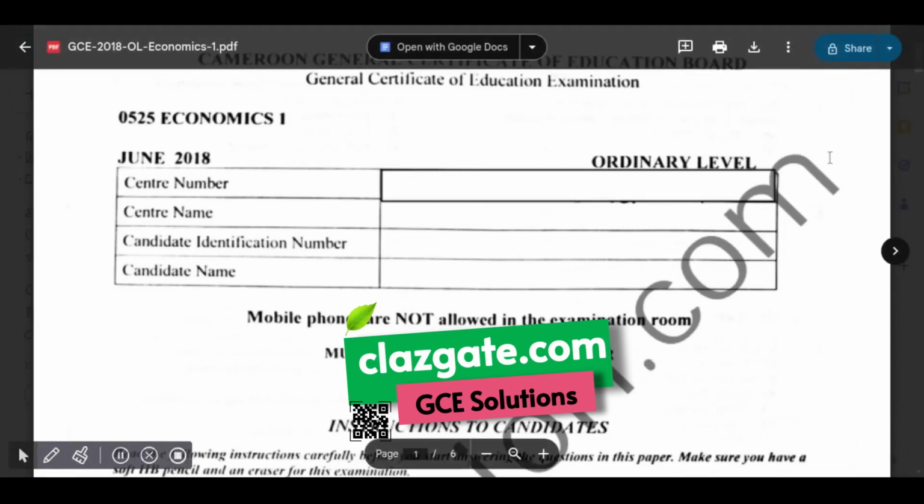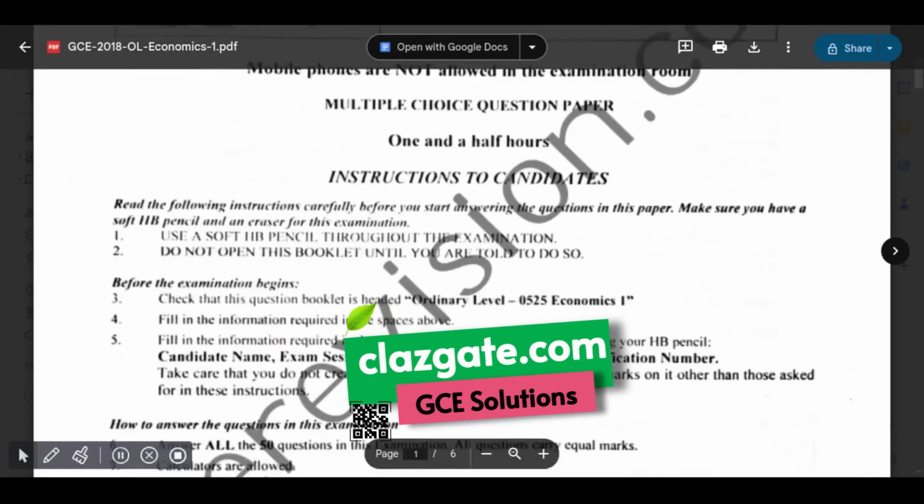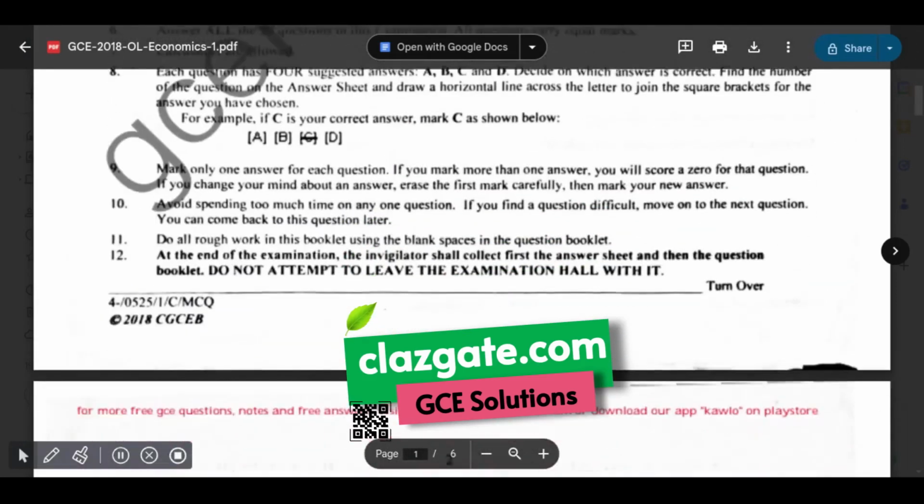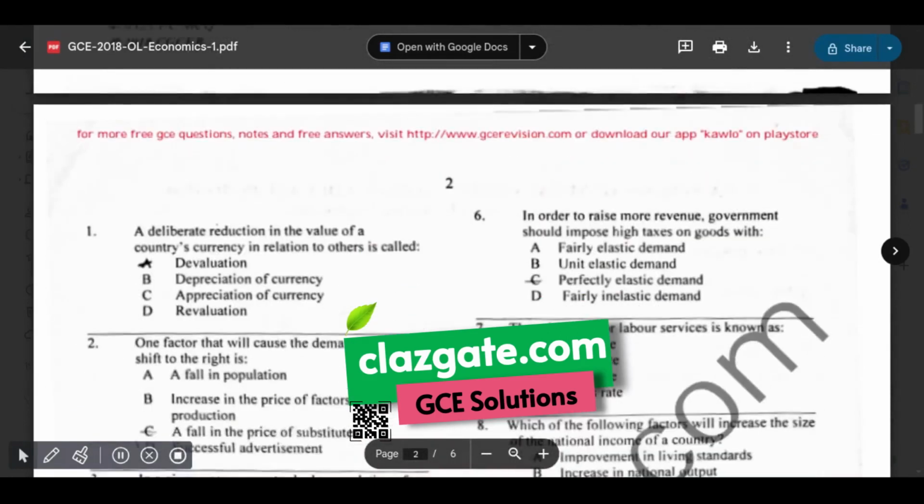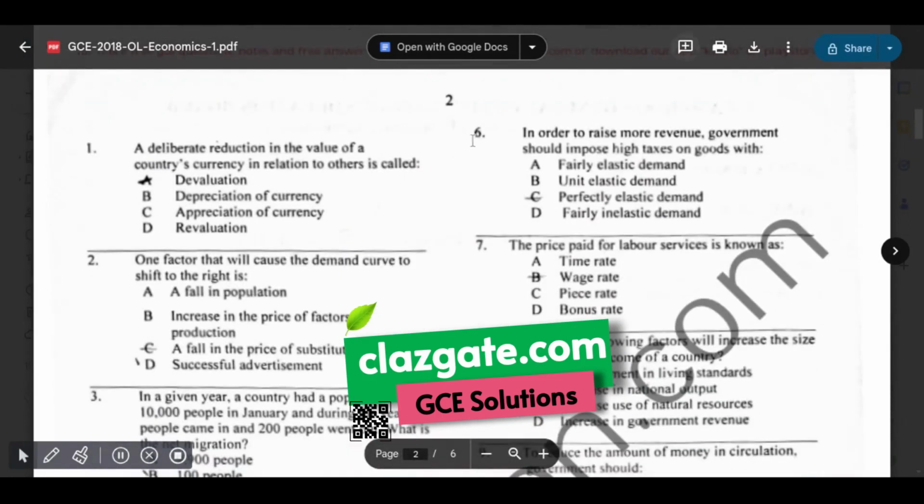Don't forget to read the instructions, okay? And then we know that we have 1.5 hours to do this. And we're striking horizontally in the correct questions. And let's start with question number 1.